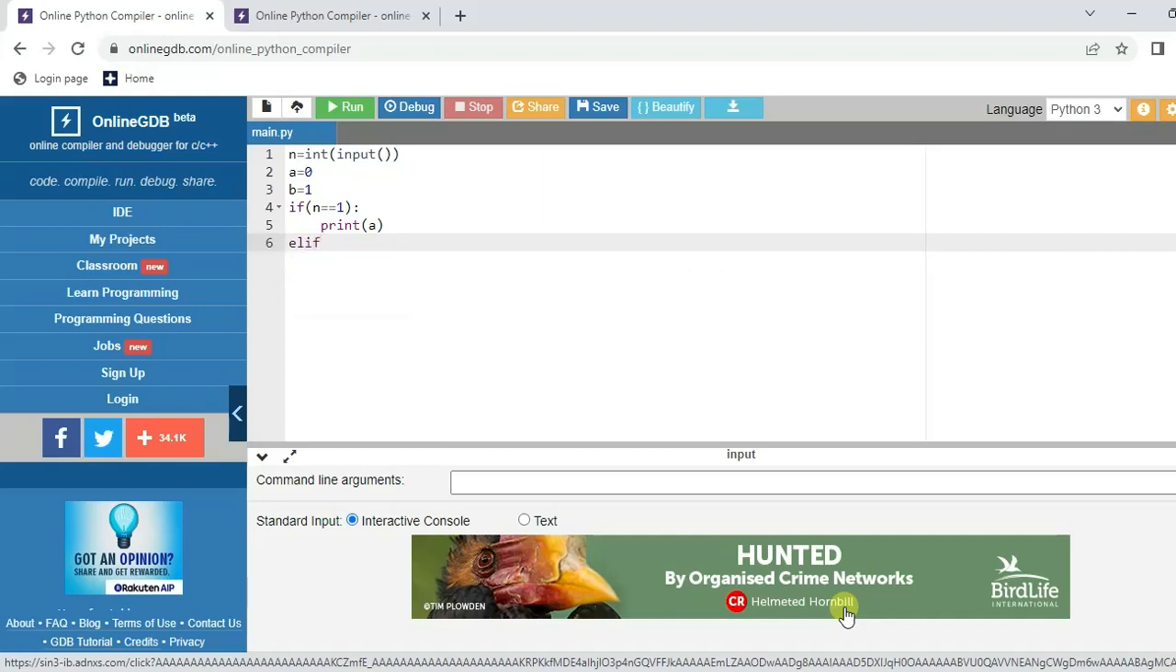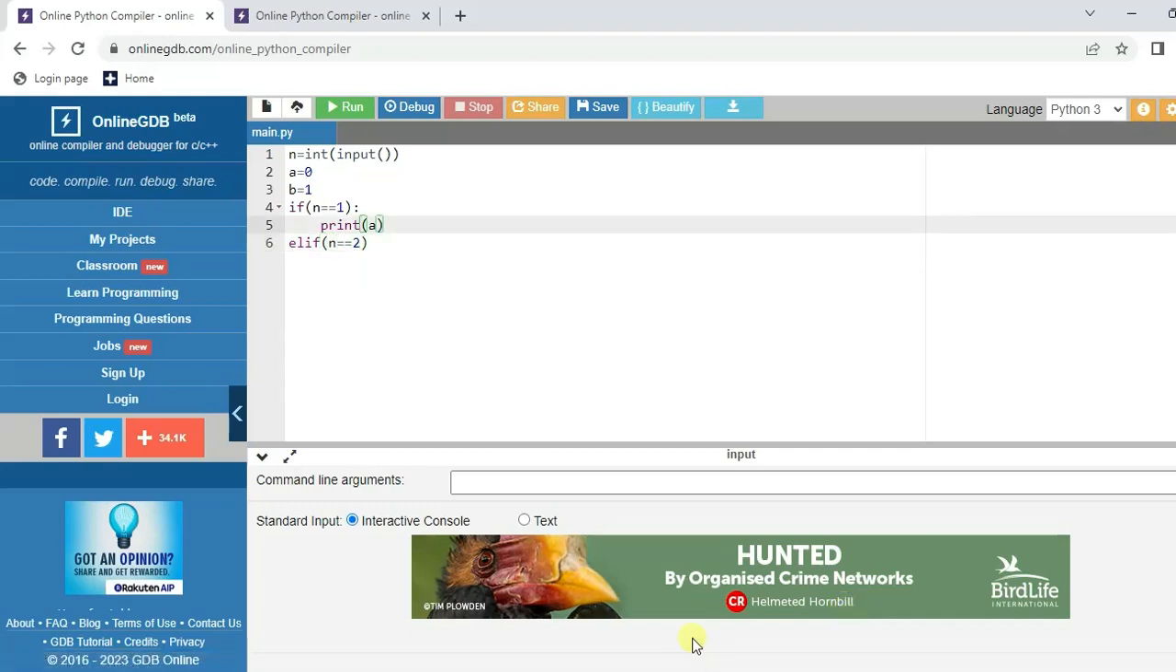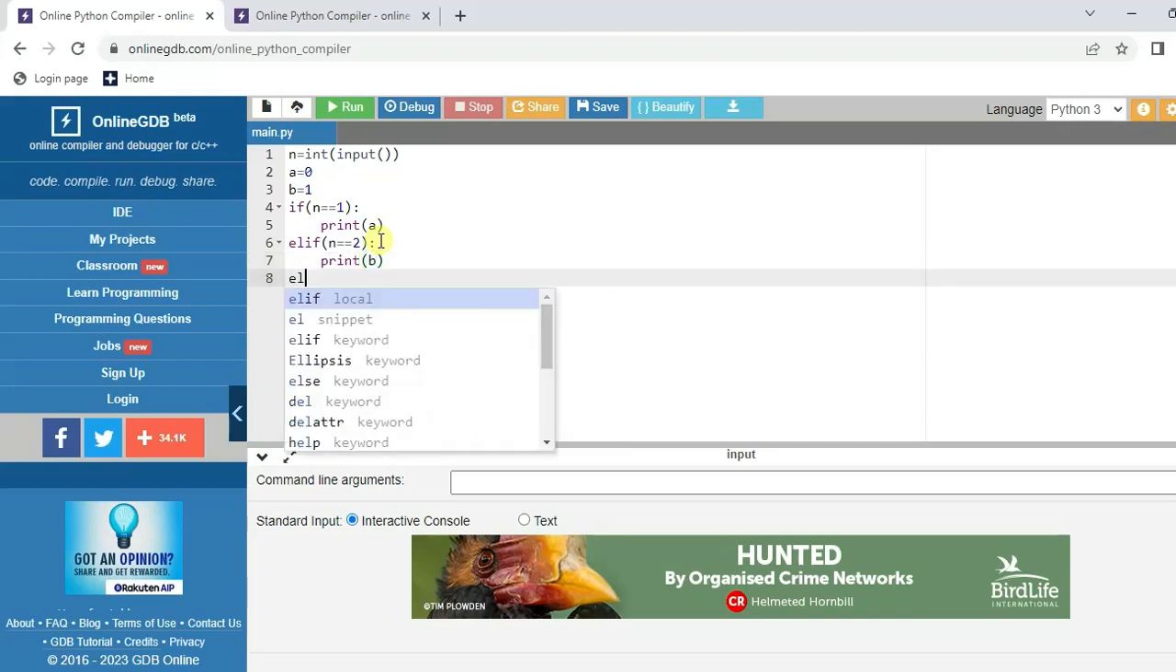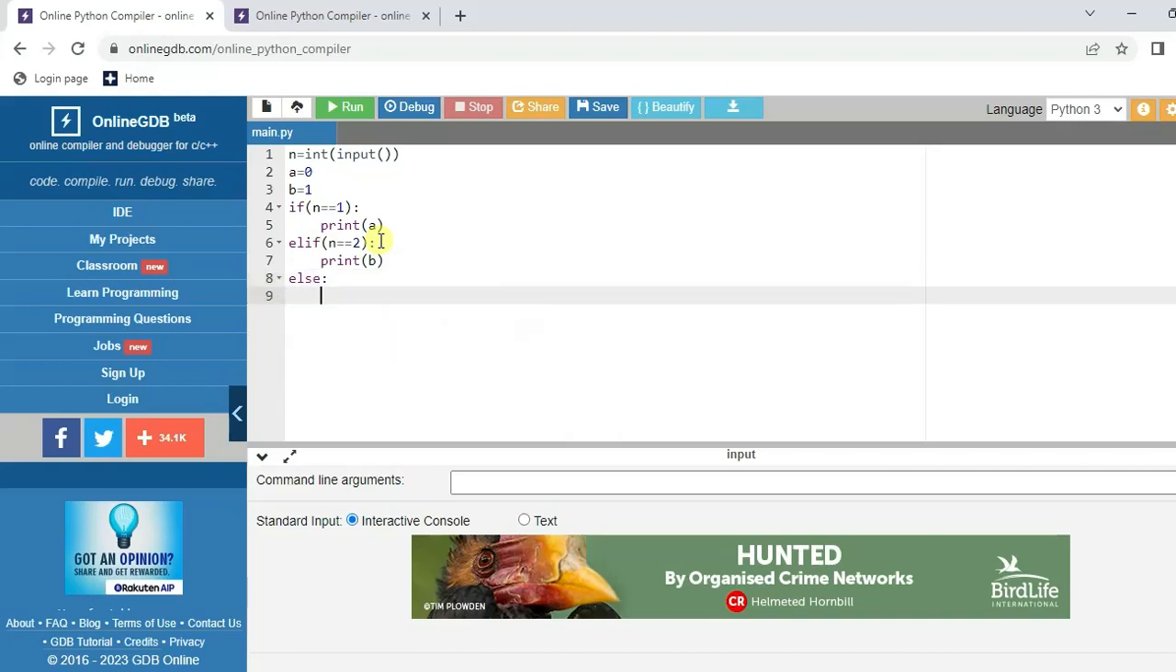Else if n is equal to 2, if they ask for the second number, then what is the second number? B is the second number, then print b. Okay, else if it is not the case, we need to go to the for loop.